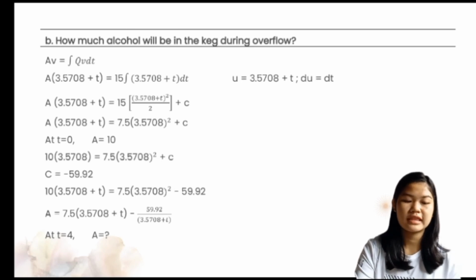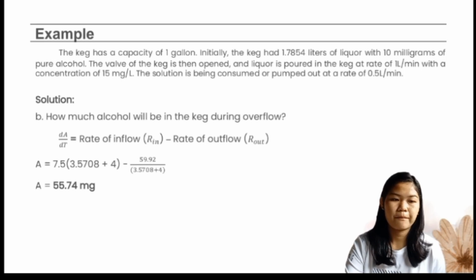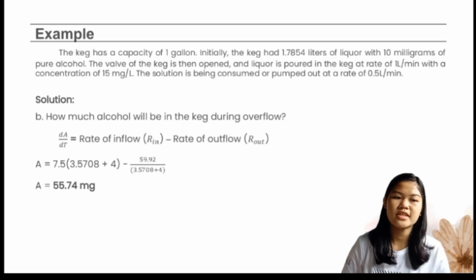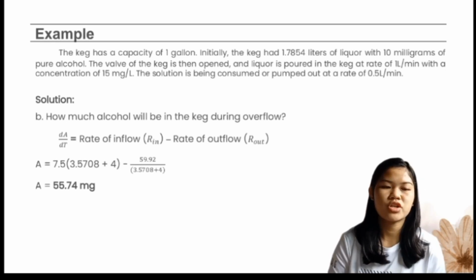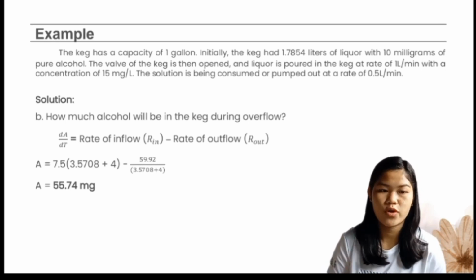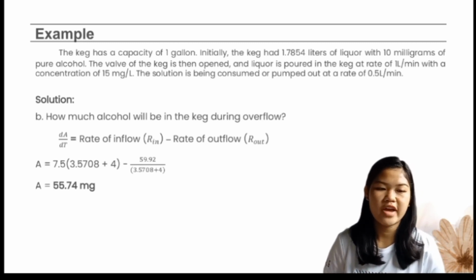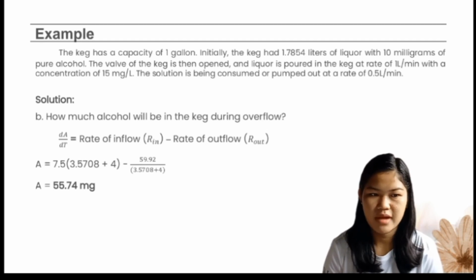So remember that it takes 4 minutes for the keg to overflow. So with this, we can solve for A. So our T is equal to 4. So A is equal to 7.5 times (3.5708 + 4) minus 59.92 over (3.5708 + 4). And then we have here our answer, 55.74 milligrams.